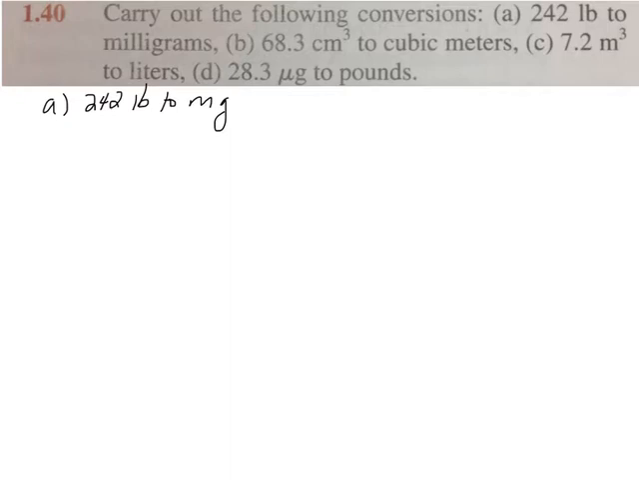So in A, we're looking to go from 242 pounds to milligrams. I have no conversion factor that goes directly from pounds to milligrams, but what I do have is a conversion factor from grams to pounds. So I'm going to take what I know, the 242 pounds, and use my gram to pound conversion factor, and I want to multiply by this fraction with my given unit on the bottom. So pounds needs to be on the bottom, and grams needs to be on the top.